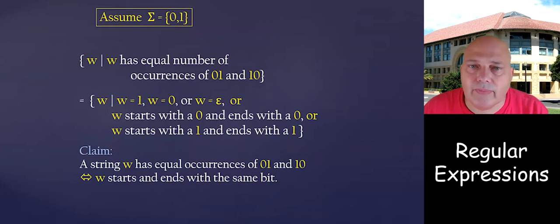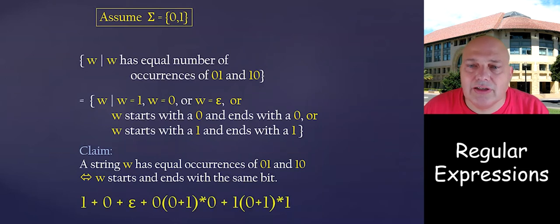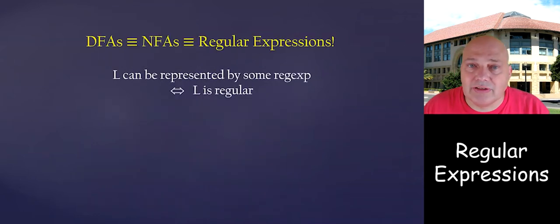And again, this is not hard to prove. The regular expression gives you the three special strings, 1, 0, and epsilon, plus all the strings that start and end with a 0, and all the strings that start and end with a 1. And in the middle, they can have an arbitrary string.